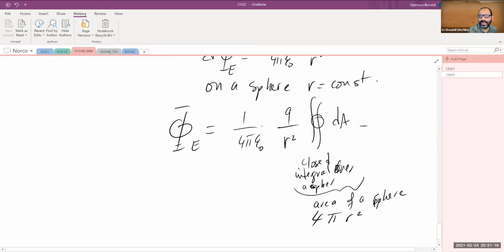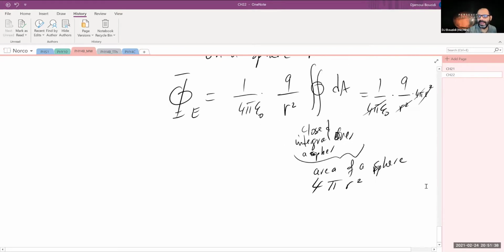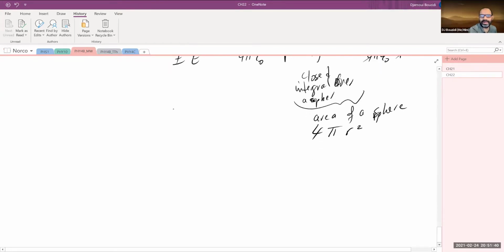So I'm going to sub in there for it. So first of all, I have 1 over 4 pi epsilon naught times q over r squared. Now times 4 pi r squared. You guys see some cancellations? Everything cancels except for the q and epsilon naught. Everything, guys, is gone except the q and epsilon naught. So the flux of the electric field over a sphere is q over epsilon naught. That is for a sphere.